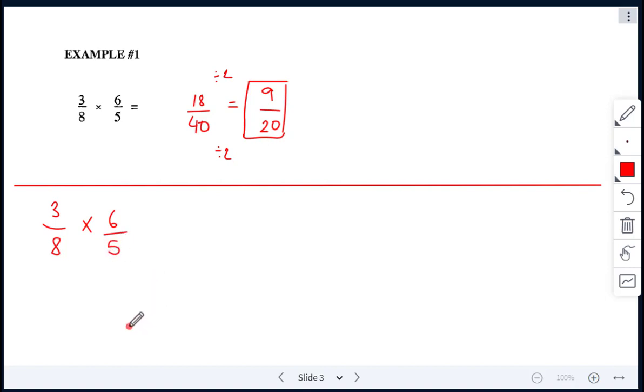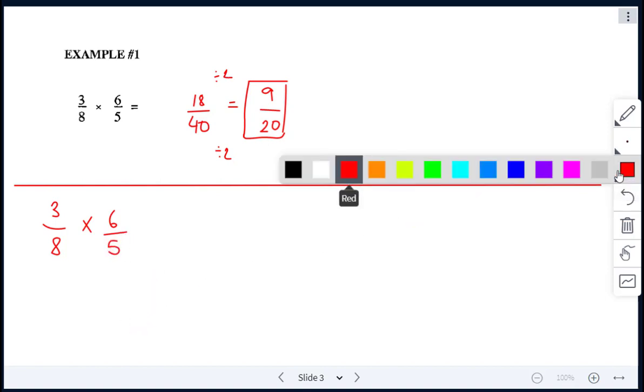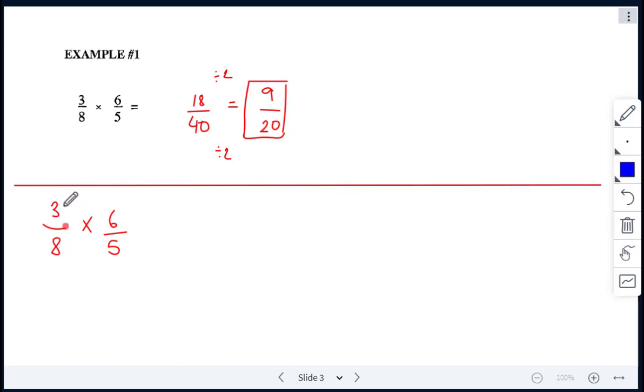So what we're going to try and do is reduce here. And you can reduce diagonally. All right, so look at the numbers diagonally. 3 and 5, we cannot reduce, but 6 and 8, we can reduce. The greatest common factor here we can use is 2. So if we take 6 and divide it by 2, we end up with 3. And here, if we take the 8 and we divide it by 2, we end up with 4. So now our new fractions look like this: 3/4 times 3/5.